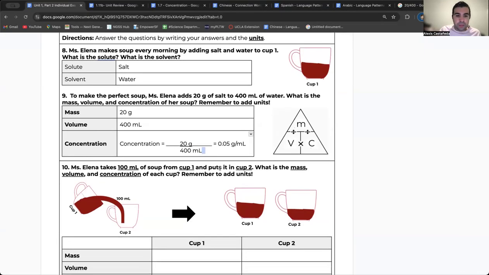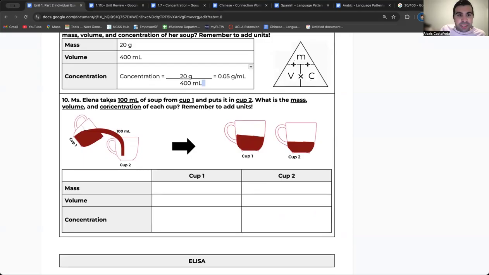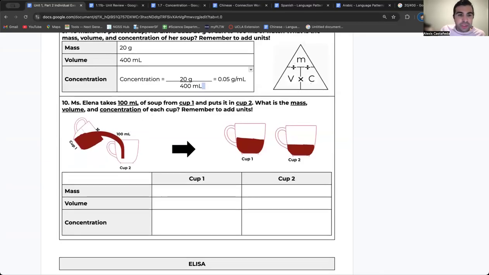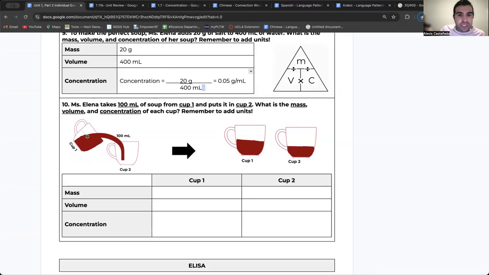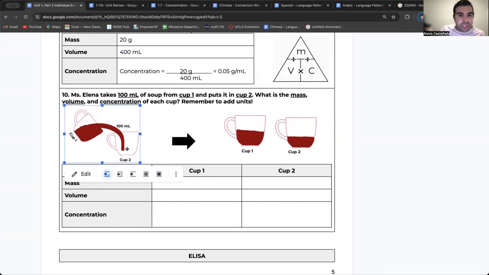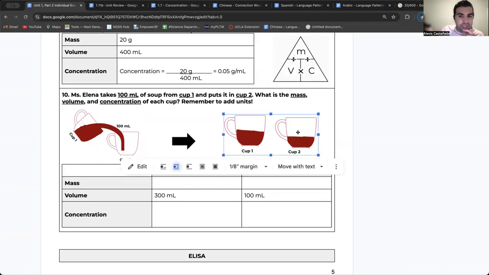Cool. All right. Then for number 10, it says, Miss Elena takes 100 milliliters of soup from cup 1 and puts it in cup 2. What is the mass, volume, and concentration of each cup? So if I'm taking 100 milliliters from this cup and putting it over here, right? Initially I had 400 milliliters. So when I take out 100 and put it in the second cup, now I only have 300 milliliters left. And cup 2 is going to have 100 milliliters. So cup 1 now has 300 milliliters, and cup 2 is going to have 100.